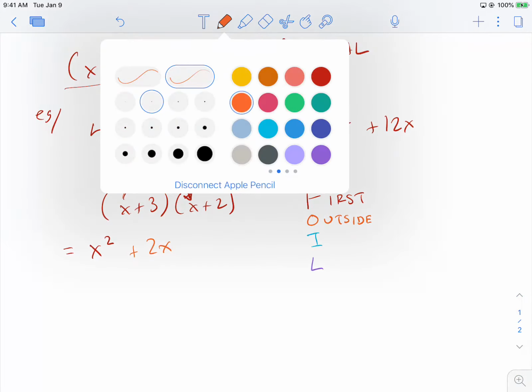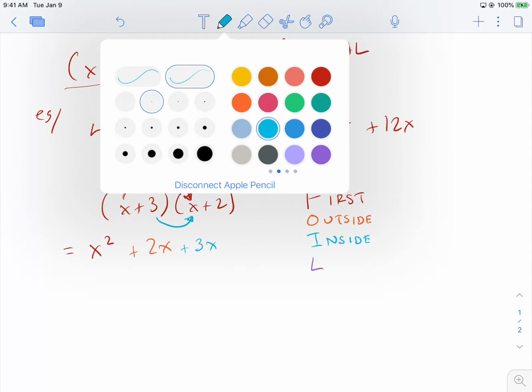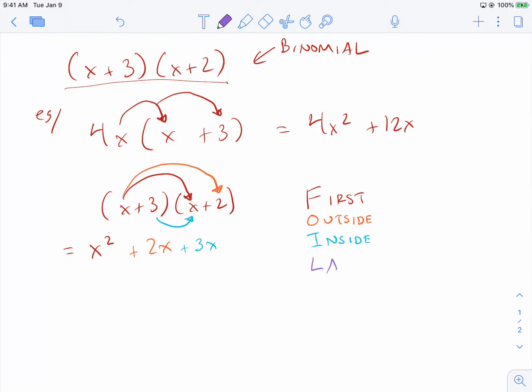Then we will move to our I. Our I stands for inside. So now we're going to take our two inside terms. We take our 3 and our x and multiply those things together. So 3 times x is positive 3x. And then we finish off with the L, which stands for last. We're going to take our last term in here and our last term in there and multiply those things together. 3 times 2 is going to give us positive 6.